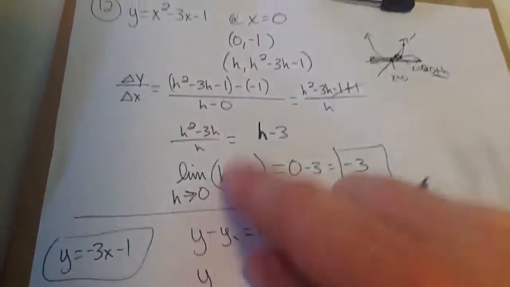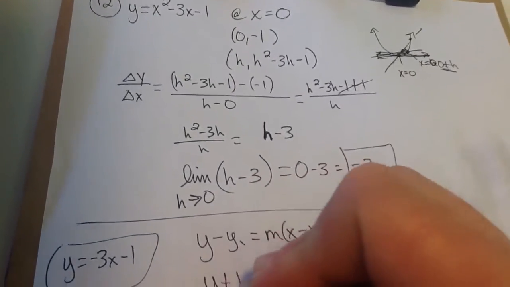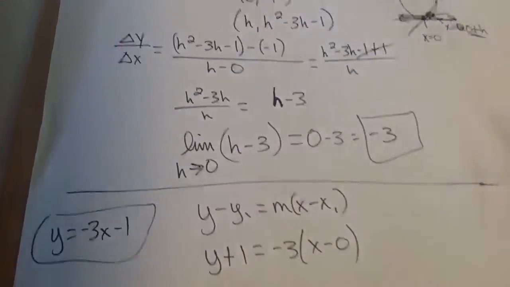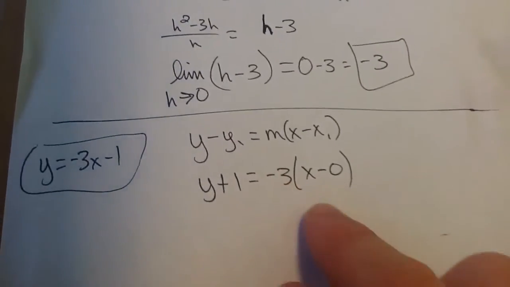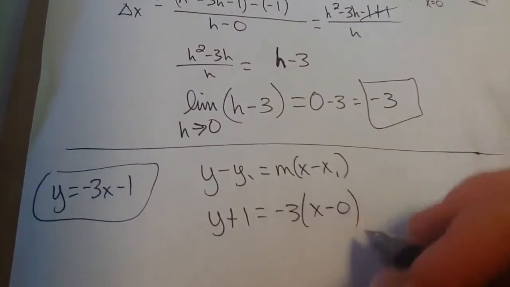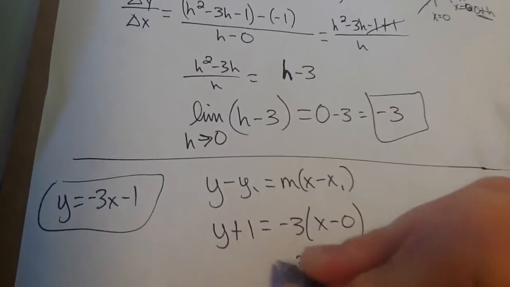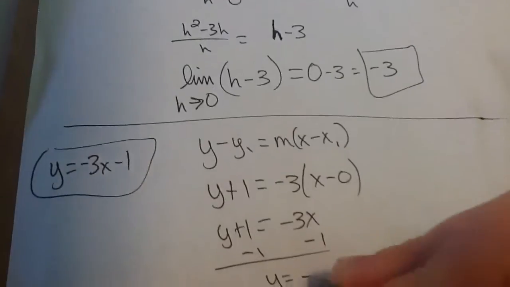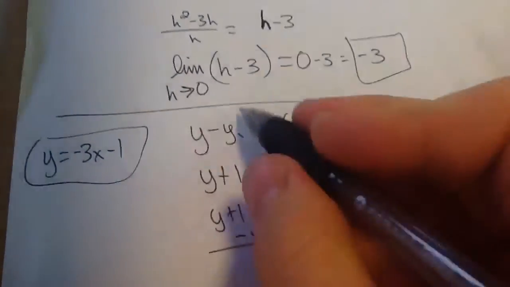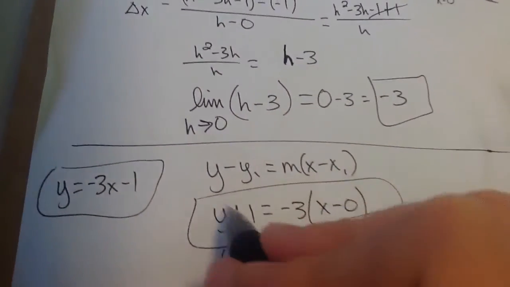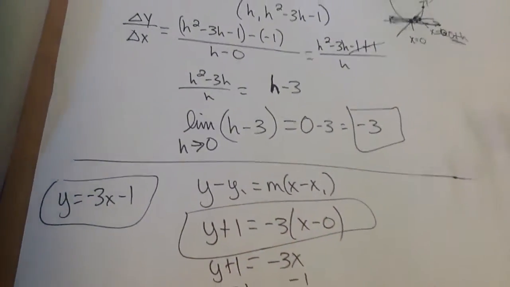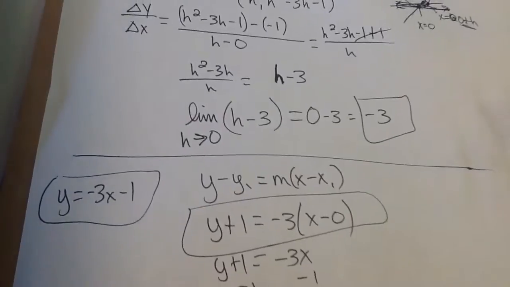Or this form would be y minus negative 1, so y plus 1 equals the slope times x minus the other point. There it is in point-slope form, which obviously x minus 0 is just x. So you can see really easily how you get to the other form. Either one, doesn't matter. You can write your answer in either form. This saves you time though. So that's it. That's how you find the tangent line.